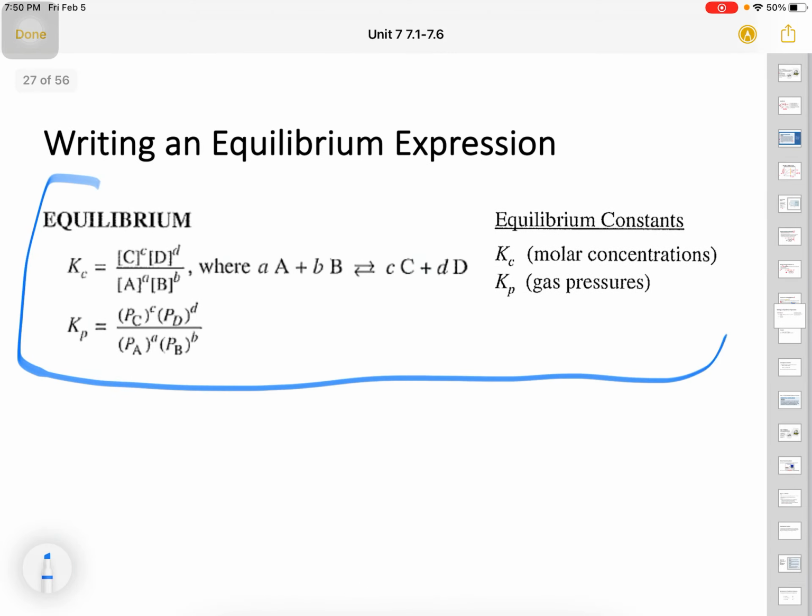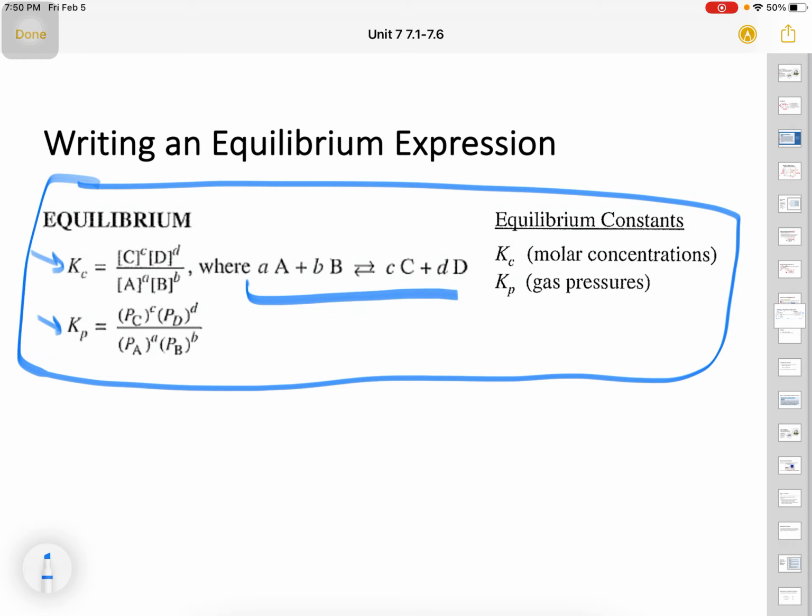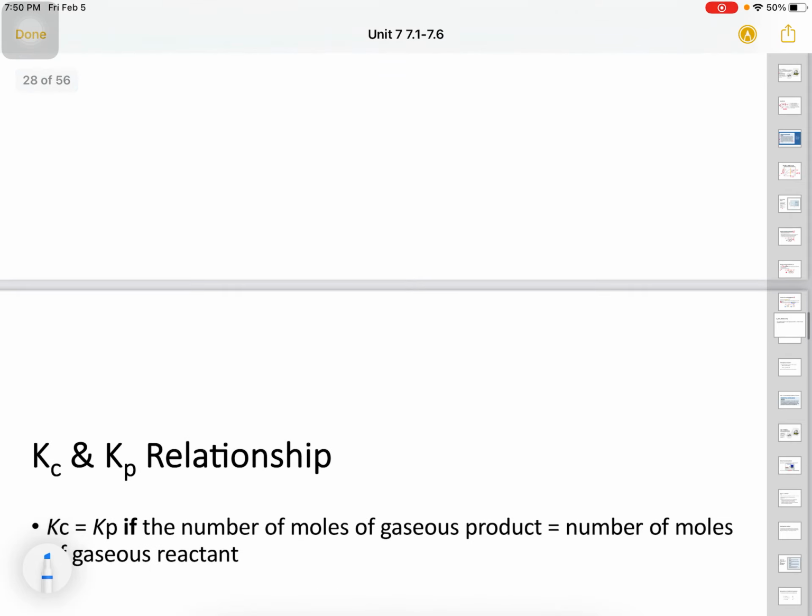This is on your reference sheet. It gives you both versions and how to write it and where it would come from in an equation. And it also tells you what it means. It's given to you on the reference sheet.